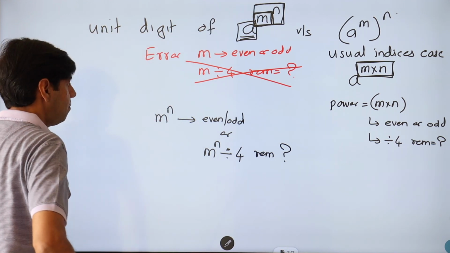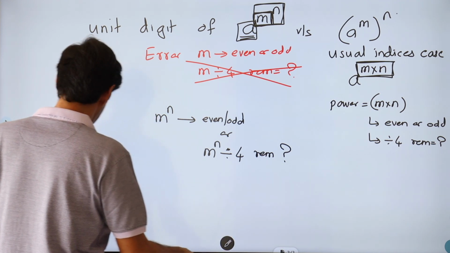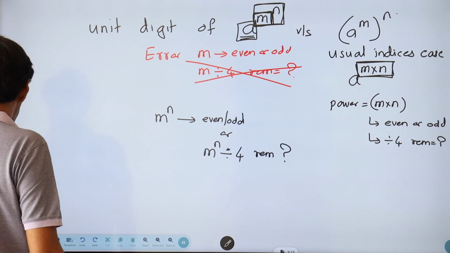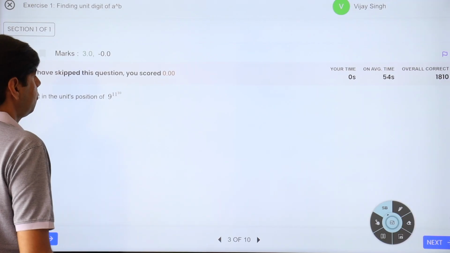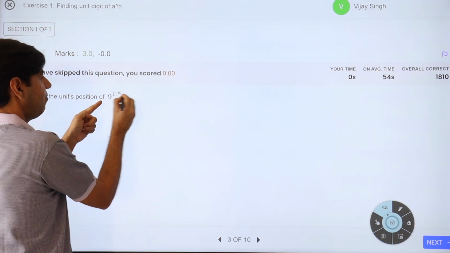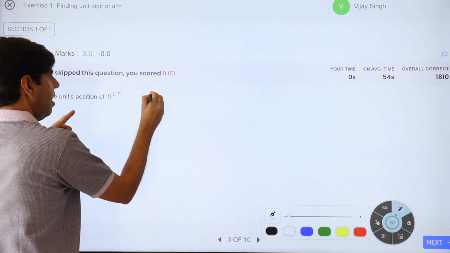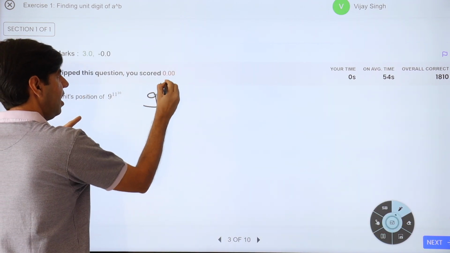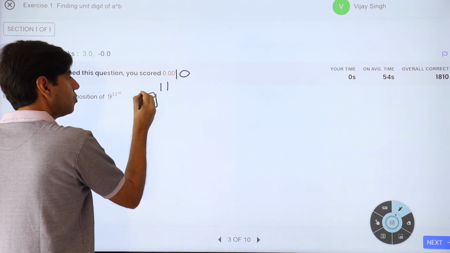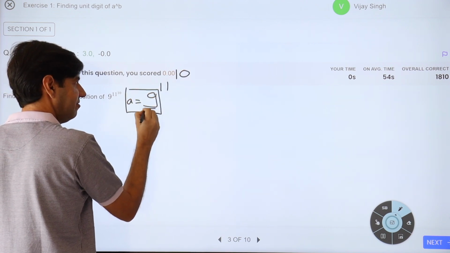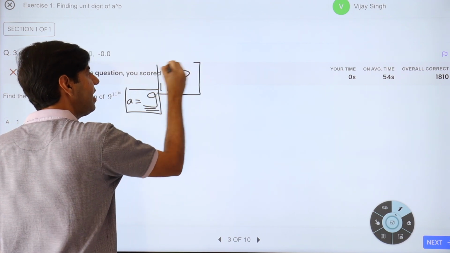Okay, so this is the complete theory. We have to go back to the questions. I guess there are 2 questions here. If I want to write this again in a larger font, this is 9 raised to 11 raised to 10. Here your a is this 9 itself, and this full thing is n.